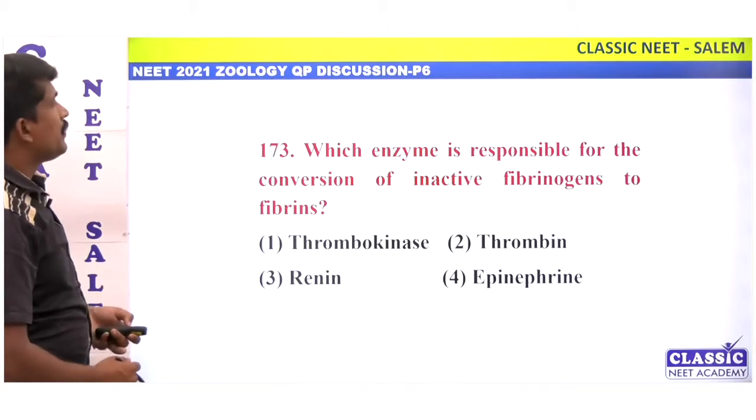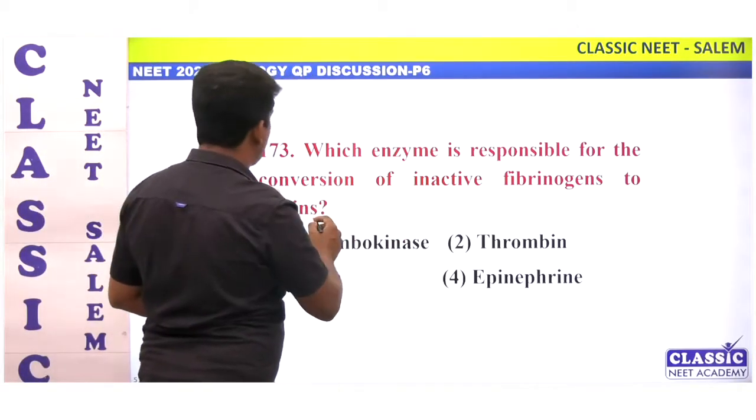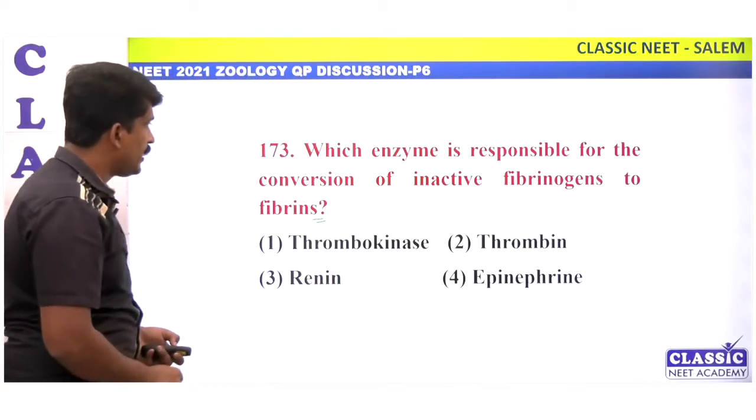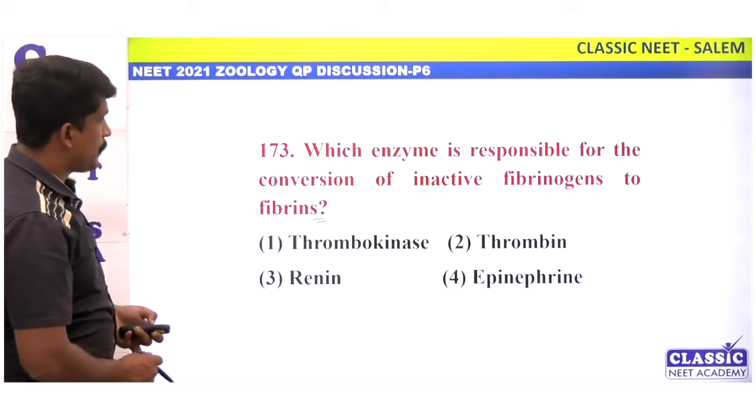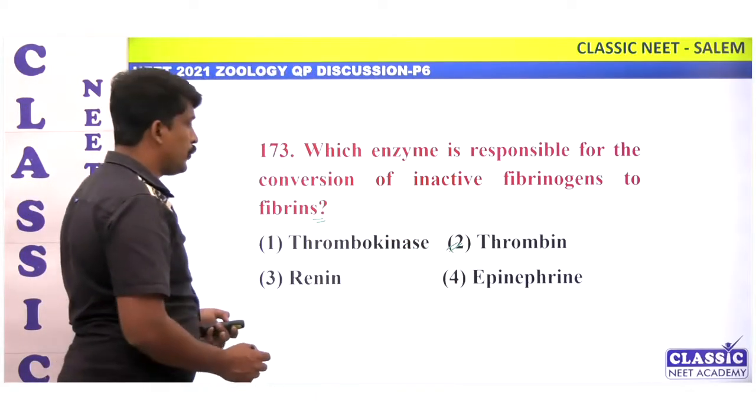Which enzyme is responsible for the conversion of inactive fibrinogen into fibrins? That is the last step of the blood clotting, the coagulation process, and it will be thrombin, which is converting the fibrinogen into fibrins.